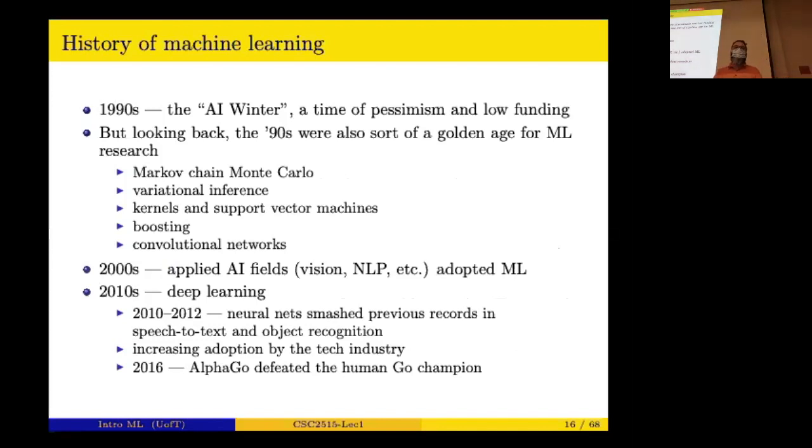Many of the modern methods that we use, or maybe a better way to say it: many times when we want to use machine learning to solve a problem, we use a deep learning method and not something more classical.